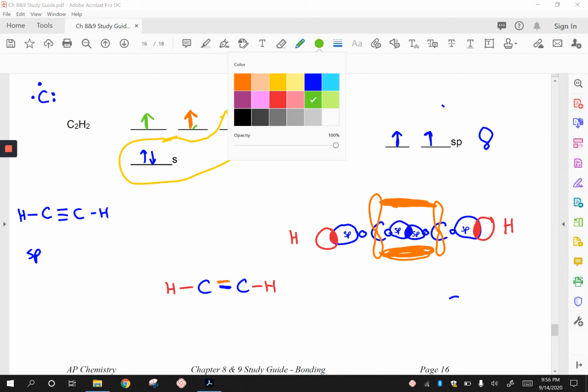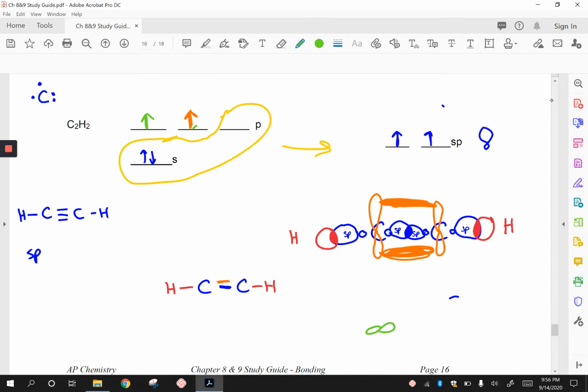So then what about this other electron that's also in a pure p? So remember, p orbitals could be in the x plane, the y plane, or the z plane, right? So we're going to draw this one like that. And you can see there's a parallel overlap right here, and that is my triple bond that's there.